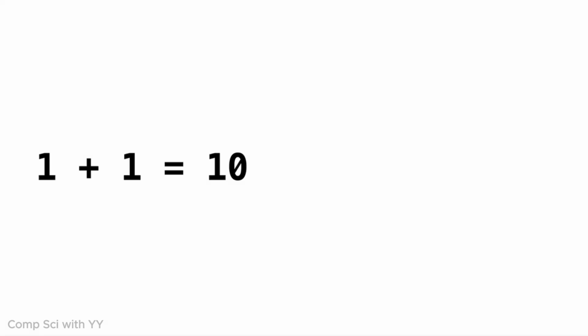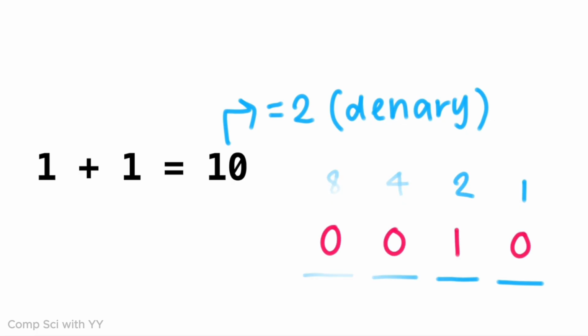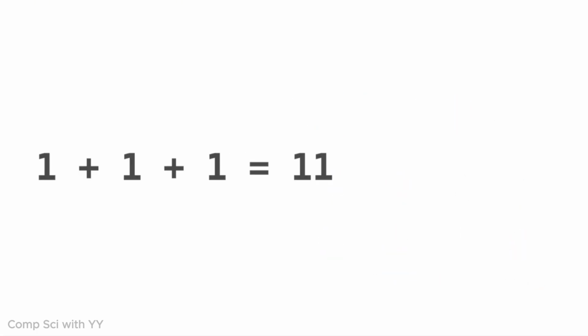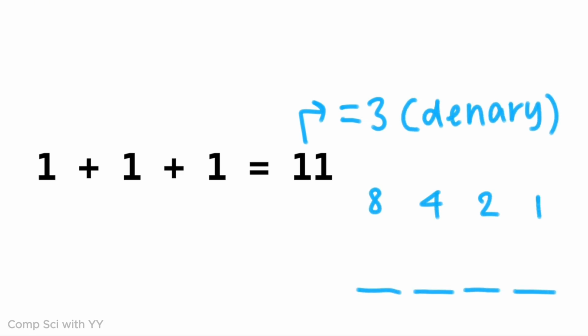If you're wondering why 1 plus 1 is equal to 10, it's because the binary number 10 is equal to 2 in denary, and you can check this by writing out the binary column headings and making the number 2, and as you can see, it is 10 in binary. The same logic applies to why 3 ones added together is 11. The binary number 11 is 3 in denary.